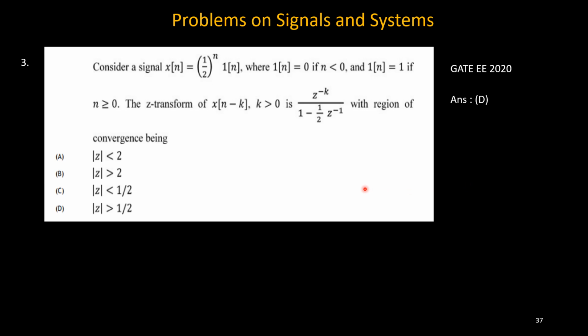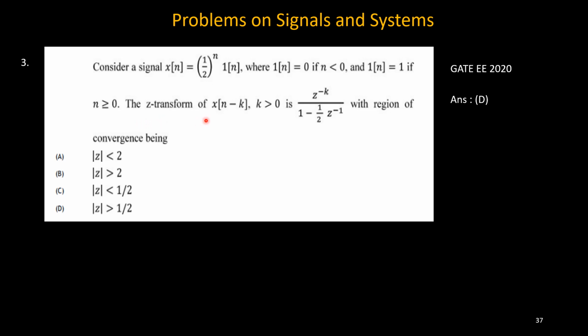Now the next problem is regarding the discrete sequence x of n. x of n is given as (1/2) to the power n times u of n, where u of n is simply 0 if n is less than 0, and u of n equals 1 if n is greater than or equal to 0. This is your step sequence. The left side is 0 and the right side of n is always 1. So this is the sequence given.